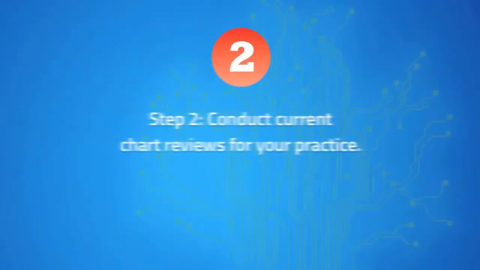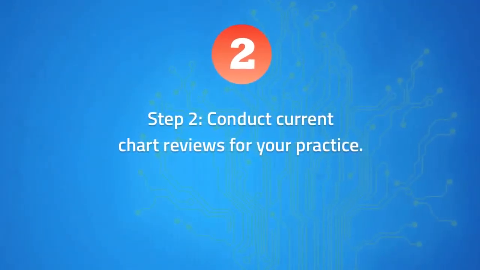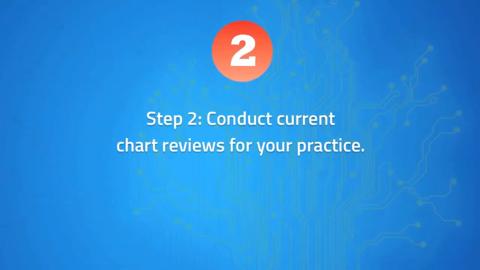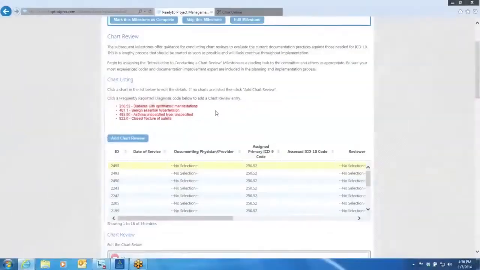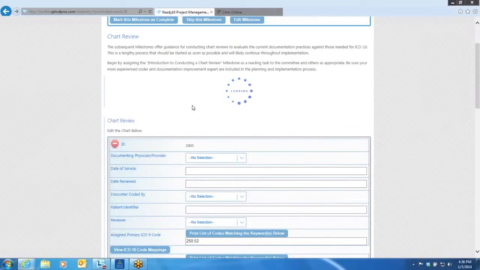So let's take a look at a chart review. We're going to do a chart review based on our top 20 most frequently reported ICD-10 codes. In this case, we'll do a chart review for 250.52, which as you can see is diabetes with ophthalmic manifestations.